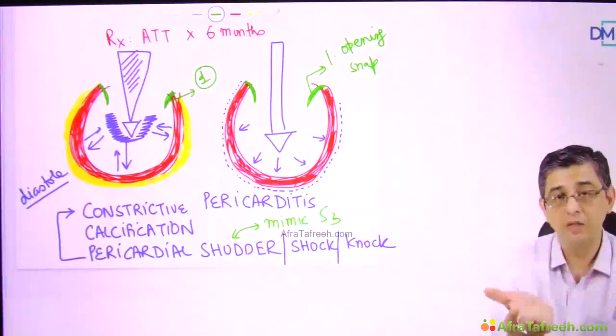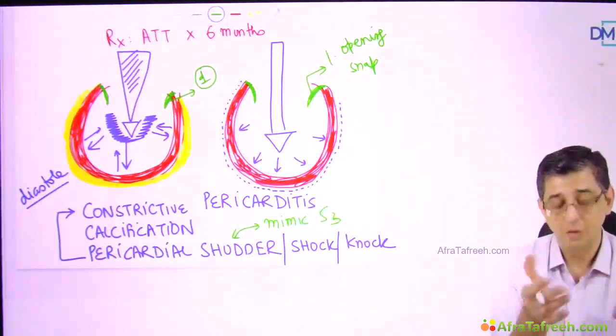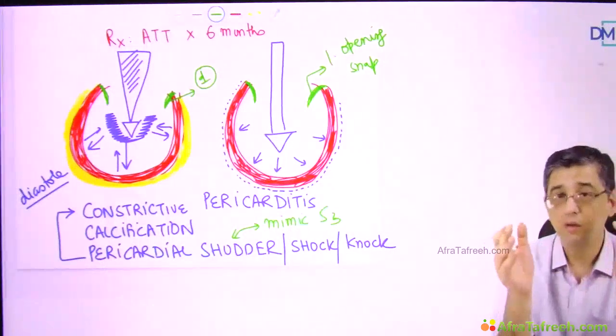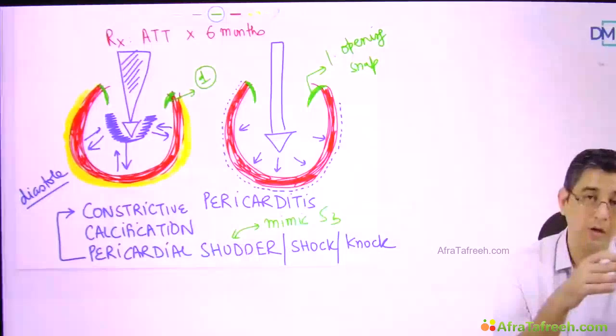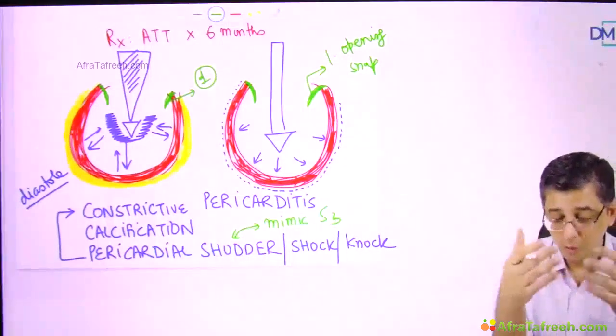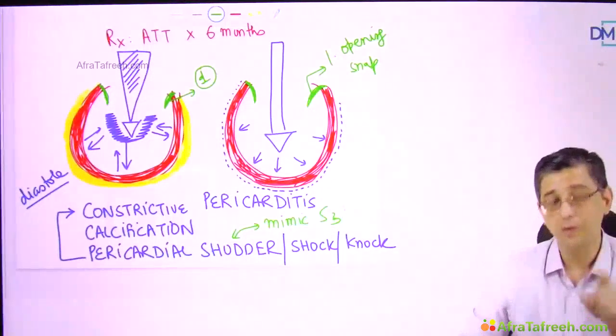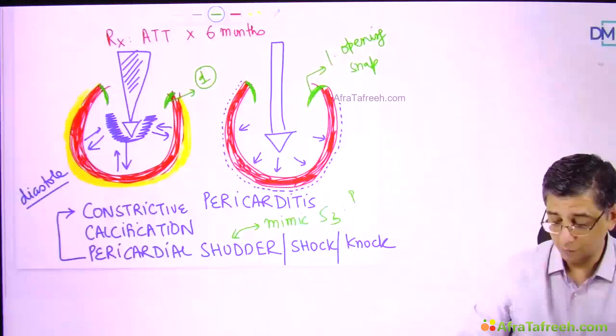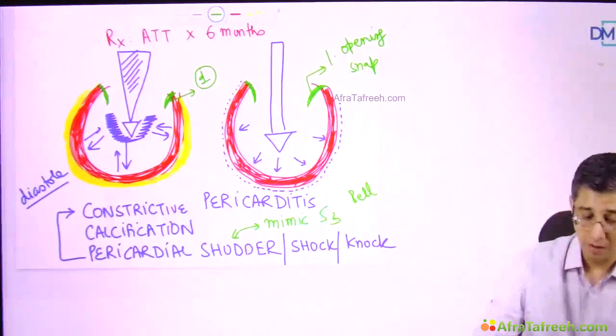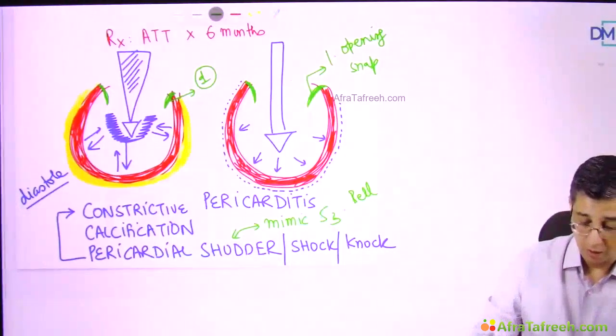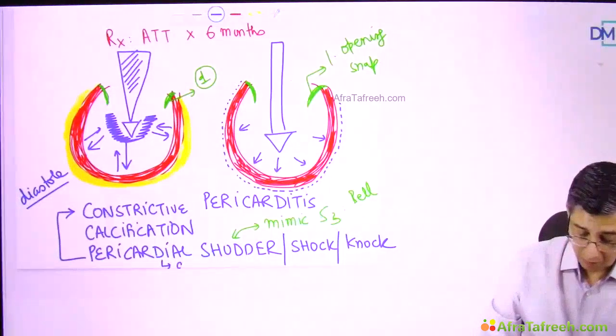What is heard after the opening snap in a normal person? Third heart sound. So you could get confused. Are you hearing third heart sound? Are you hearing pericardial shudder? How do you differentiate using the two different sides of the stethoscope? Third heart sound, as I explained to you, is a low pitch heart sound, so you will be using the bell. And pericardial shudder is a high pitch heart sound. This is best heard with the help of the diaphragm.